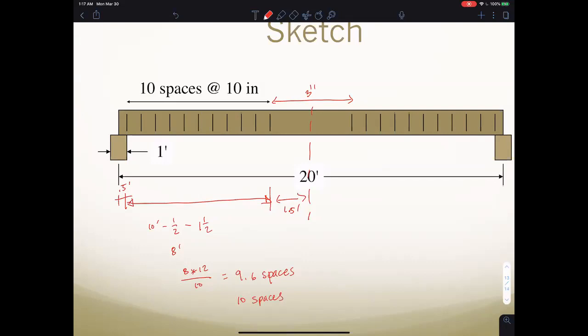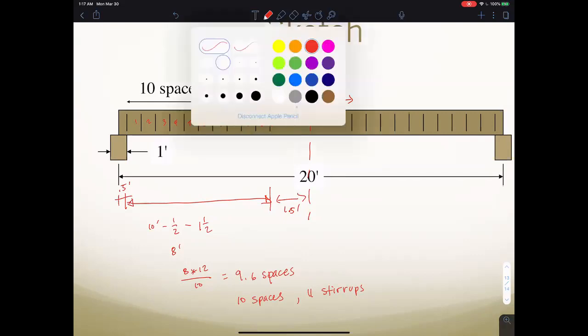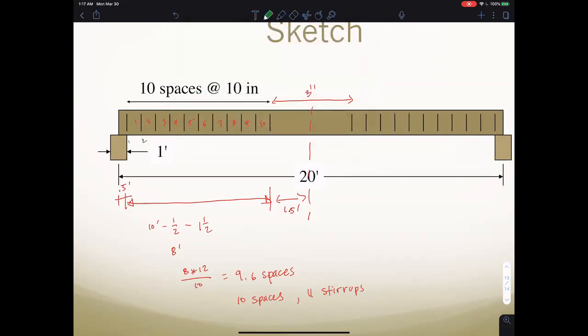Note that there are 10 spaces, but 11 stirrups. Right, so there's 1, 2, 3, 4, 5, 6, 7, 8, 9, 10. But the stirrups, let me put them in green. 1, 2, 3, 4, 5, 6, 7, 8, 9, 10, 11, because there's one extra on the end, right? So we need 22 stirrups total.